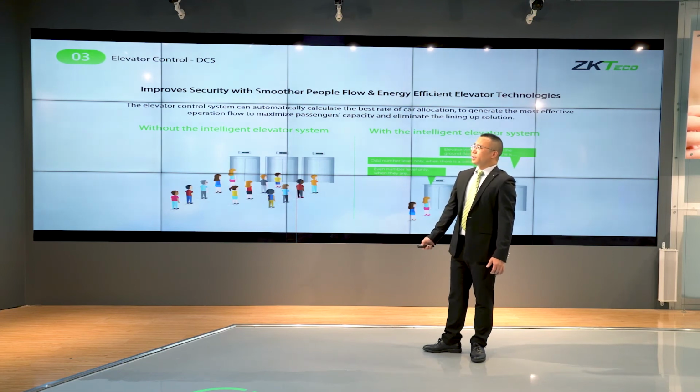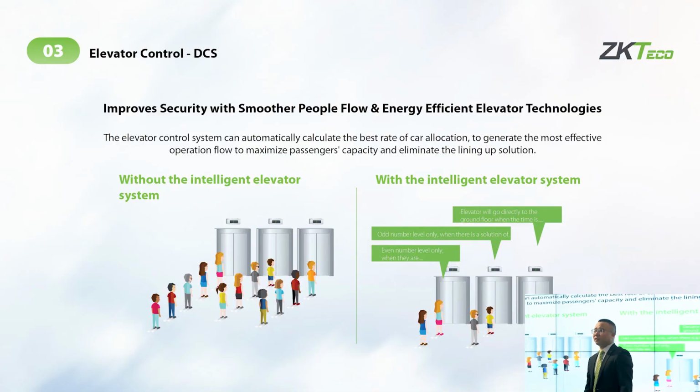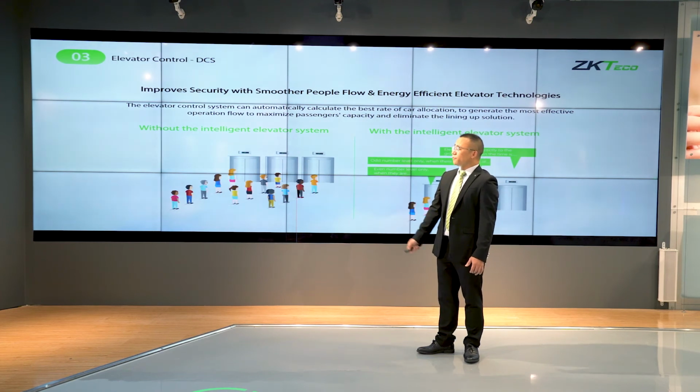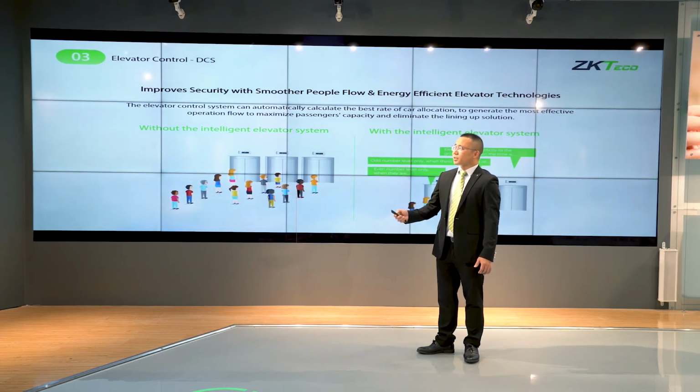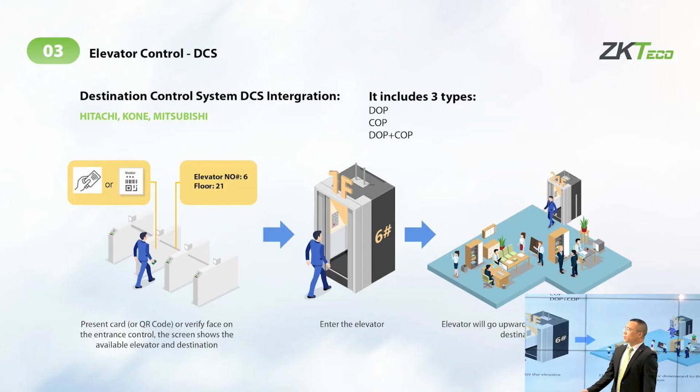Okay, another interesting highlight function is what we call the DCS for elevator control management. From the diagram, we can see every morning there are some people just waiting for the elevator. So the efficiency is very low. So we provide this DCS solution. We provide three types: firstly the DOP, second the COP, and the DOP mixed with COP.